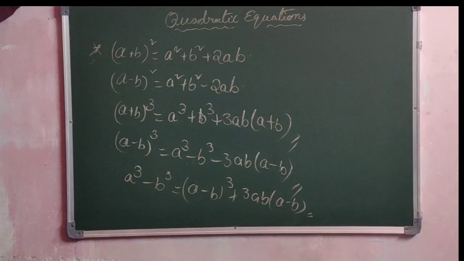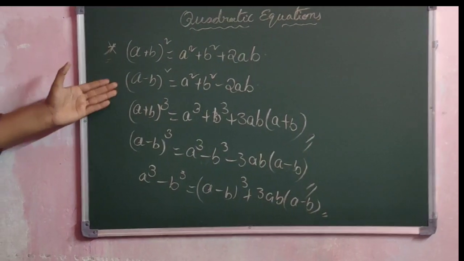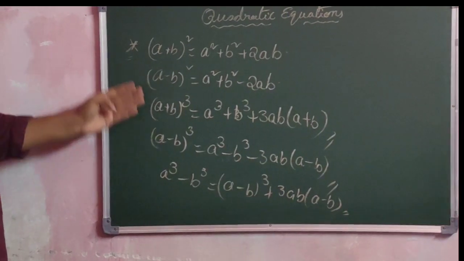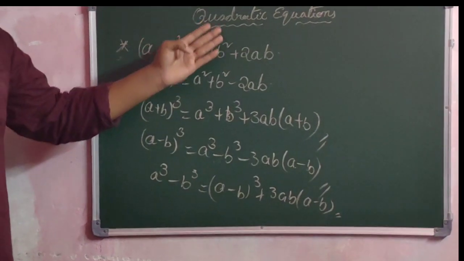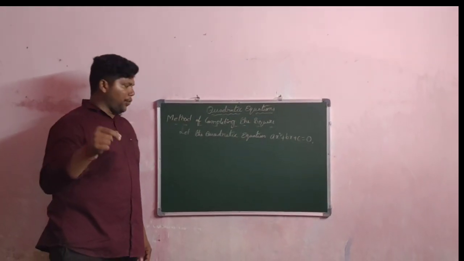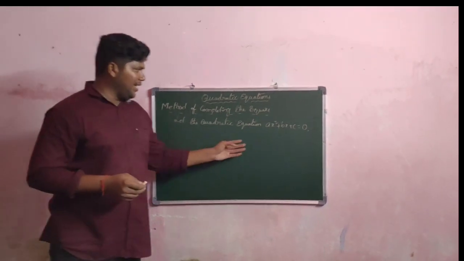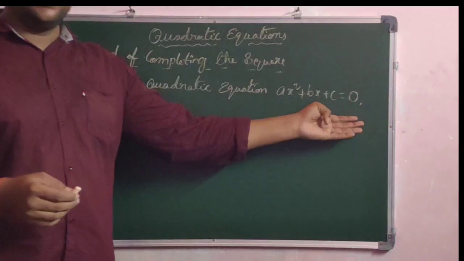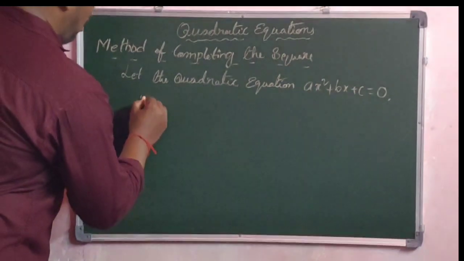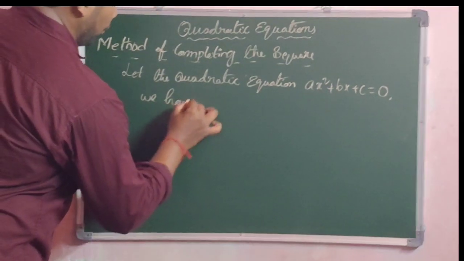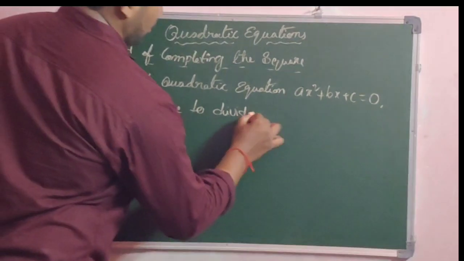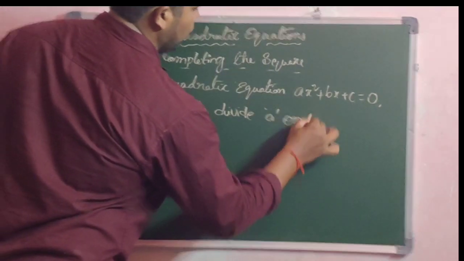Algebraic expressions like a plus b whole square, a minus b whole square, a plus b whole cube and a minus b whole cube, you know that. But we have to use these expressions for the quadratic equation. Method of completing the square. So let the quadratic equation be ax square plus bx plus c equal to 0. So we have to divide by a on both sides.